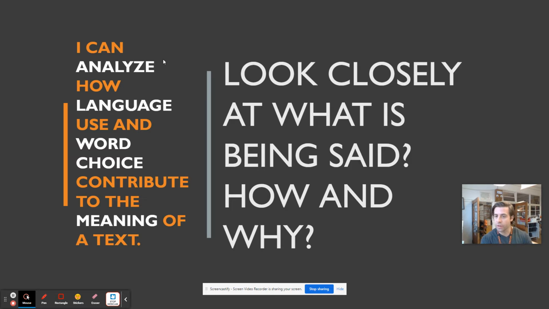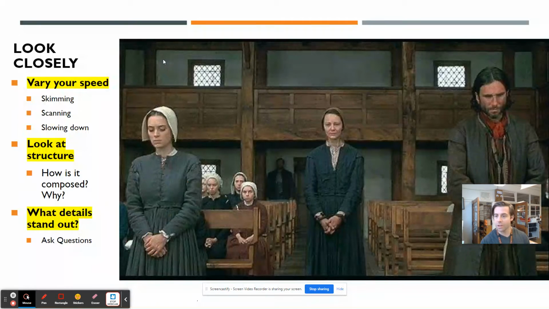So we're going to start off with a little activity. What I want you to do is take a look at this picture, and then I want you to pause this video and look at it more closely. Try some of these skills, like slow down and look at everything. Look at how this is composed. Ask some questions about what we see in this picture. I'll give you a minute to do that. Did you do it? Did you pause?